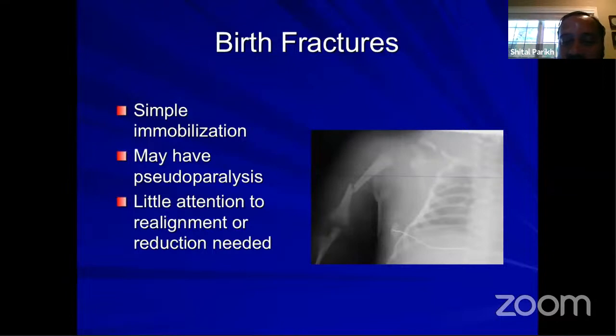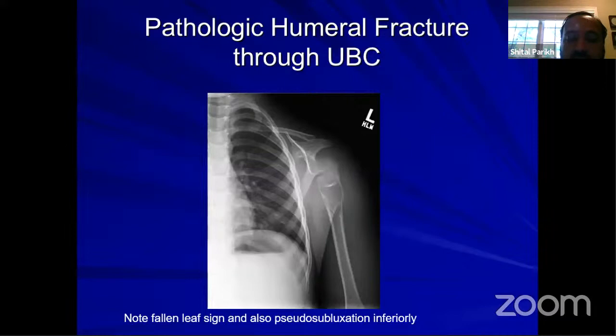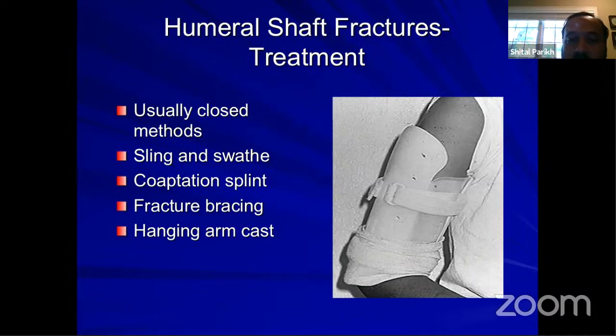For both fractures, simple immobilization is what you need. If you have a pathologic fracture, you can still treat it conservatively if it's not displaced. If it's a refracture, or if you want to treat it with a nail, then that's another option. Otherwise, mid-shaft fractures you can treat closed. We treat them with a coaptation splint initially and then transition to a functional brace as seen here. Depending on the level of the fracture, you can also use a hanging arm cast.